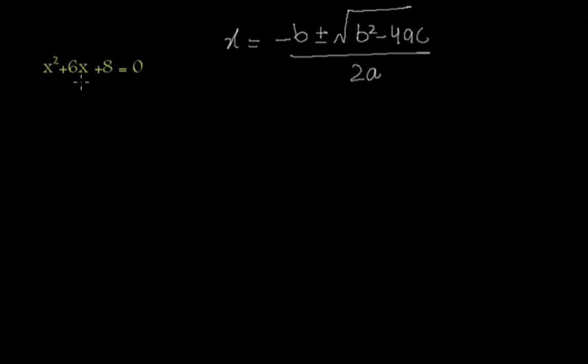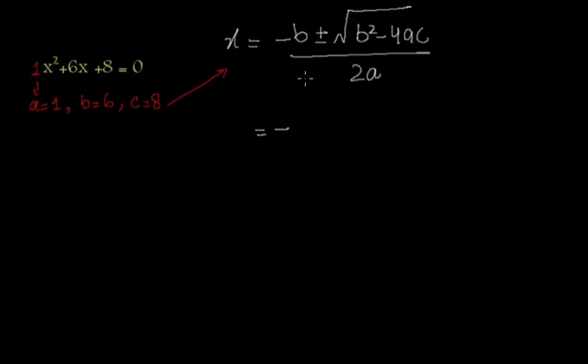So let's say you have an equation. In this equation, the coefficient of the first term is 1. So it's the value of a. The number in the second term is the value of b, and this constant term is the value of c. So now you get the values of a, b and c. Now put them in this formula.